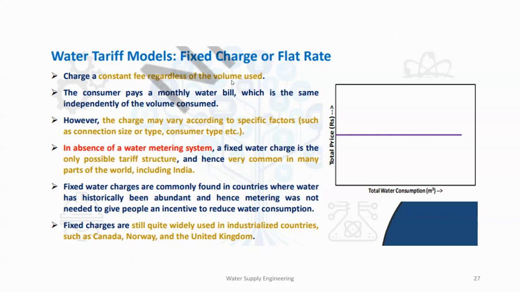So this is mainly found in places where there is abundance of water, because as we saw earlier, pricing is actually done to reduce the consumption as well as wastage. So if you do not need a reduction because of abundance in water, then we may go for fixed charge or flat rate method. Still, these are used in industrial countries such as Canada, Norway, UK, etc.